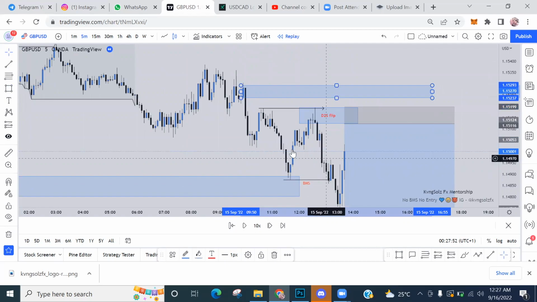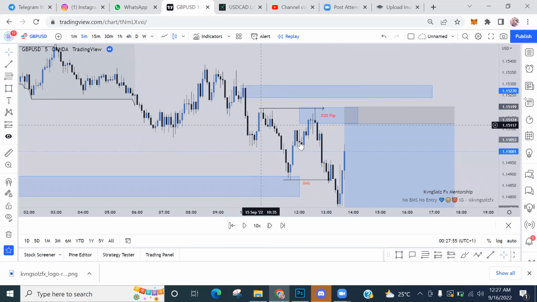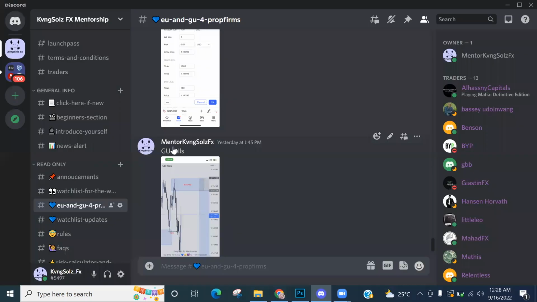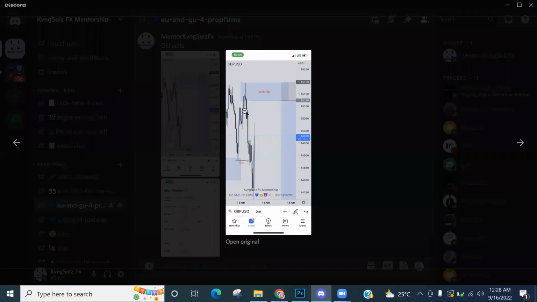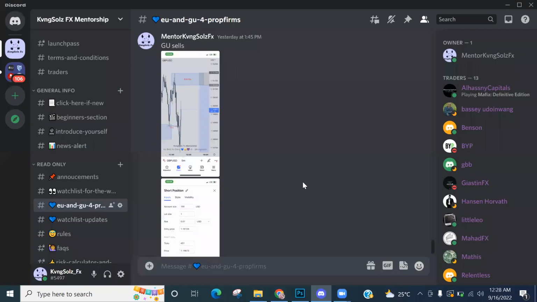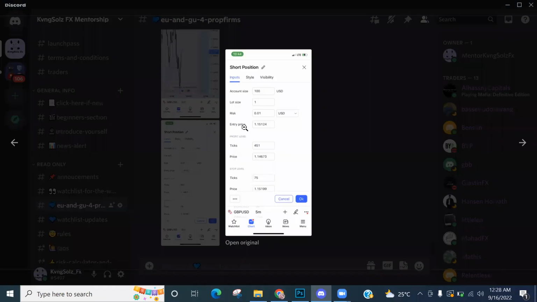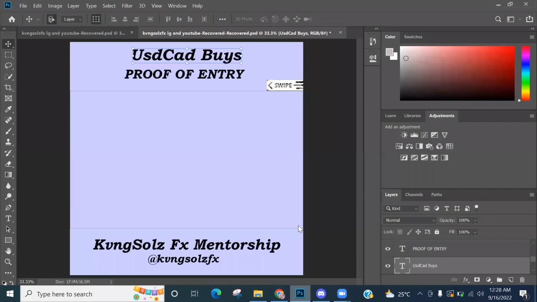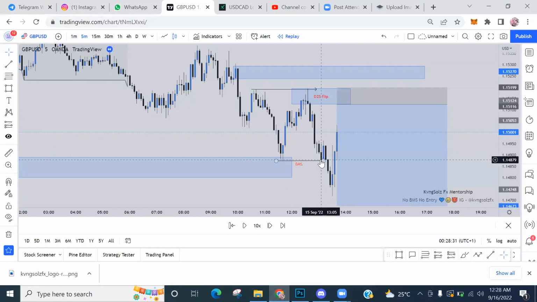I just knew that this push to the upside that broke this zone actually made sure that this demand zone here fails. Immediately I sent the chart with my phone. I sent the signal to the group immediately, giving you the entry, the TP, and the SL. Then immediately I set my limit order.